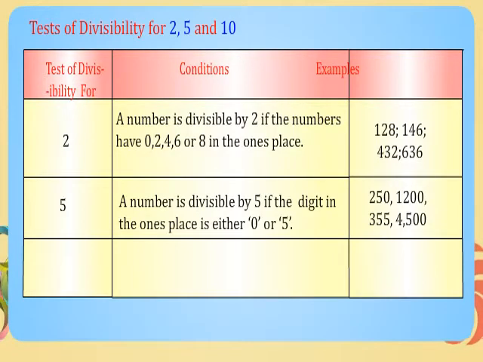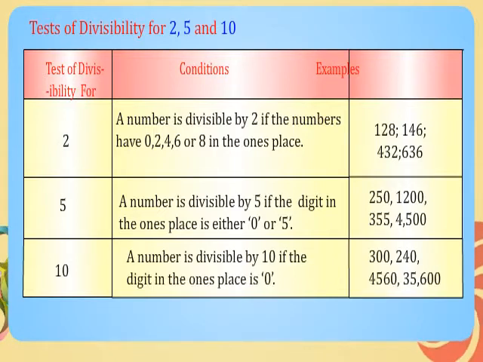For number 5, the condition is a number is divisible by 5 if the digit in the ones place is either 0 or 5. Example, 250, 1200, 355, 4500. For number 10, the condition is a number is divisible by 10 if the digit in the ones place is 0. Example, 300, 240, 4560, 35600. Test of divisibility for numbers 3, 4, 6, 9.